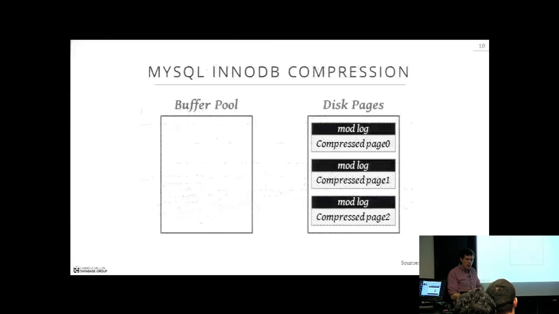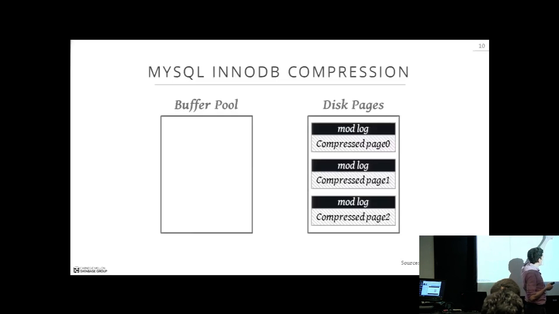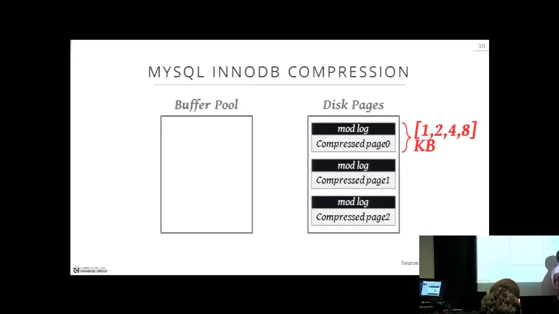So I'm going to show an example of how block-based naive compression works in MySQL. I think in MySQL 5.5, they announced that now they can do block-level compression or page compression in MySQL's InnoDB storage engine. So the way it works is that on disk, we have our pages, and they're always going to be stored compressed. And a compressed page has to be either 1, 2, 4, or 8 kilobytes, right?